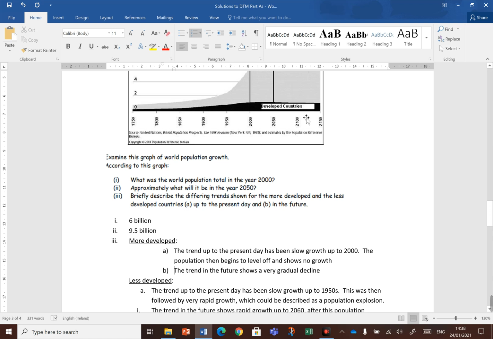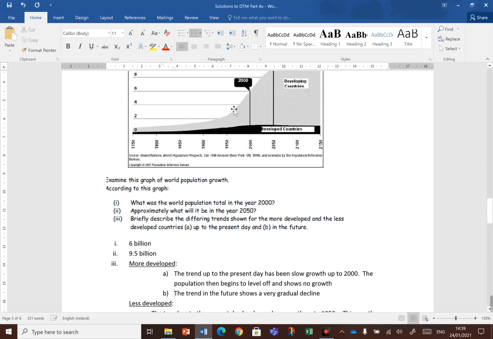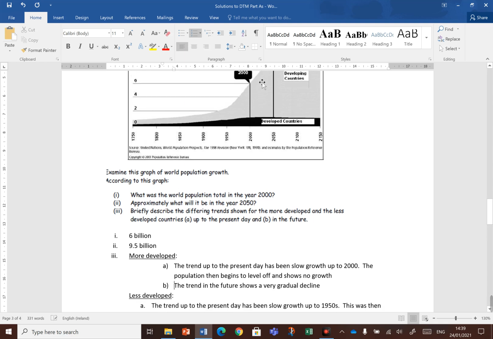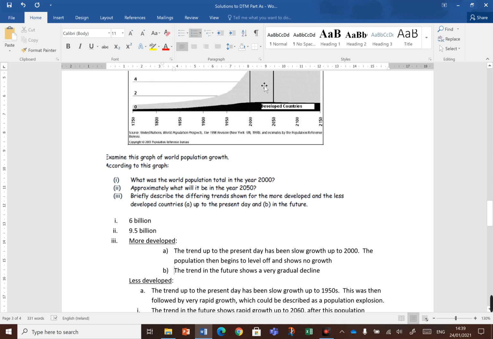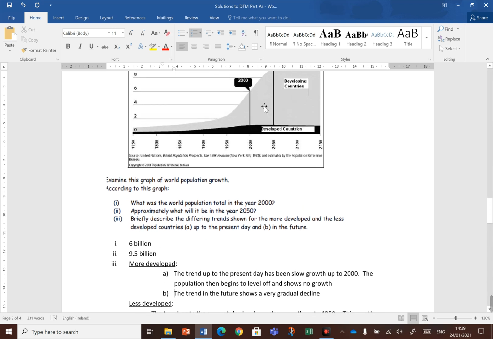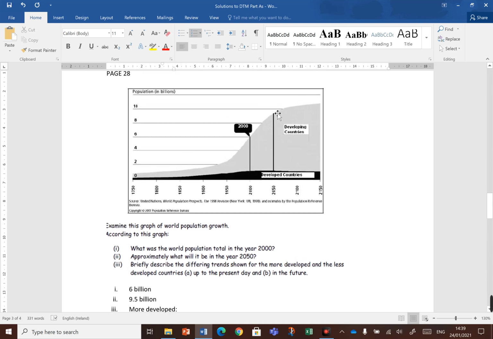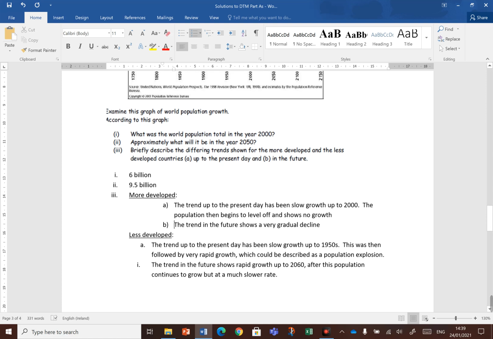Okay, then you had to do it for the less developed countries. So the trend up to the present day has been slow growth up to the 1950s. This was then followed by very rapid growth. If we go up here, this could be described as a population explosion. Then into the future, rapid growth up to 2060, which takes us up to around about here, and then after that it still grows, but it grows at a much slower pace. So the trend in the future shows rapid growth to 2060. After this, population continues to grow, but at a much slower rate.